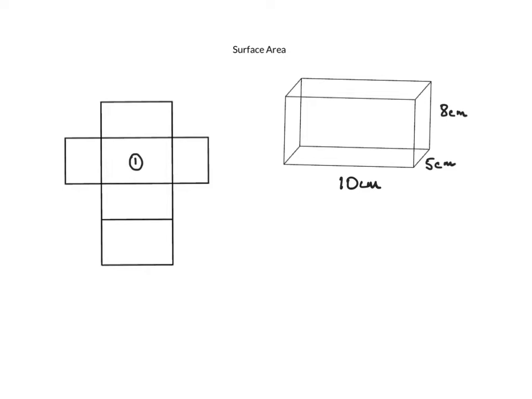Surface area then, let's work out the area of the bottom first of all, the area of the base. Area 1, length times breadth. Now, which dimensions do we use to work out the area of the base? Here it is here, 10 times 5. 10 times 5 is 50.